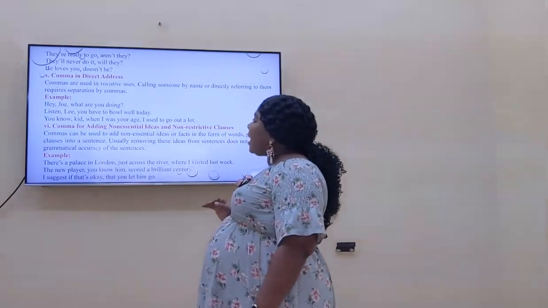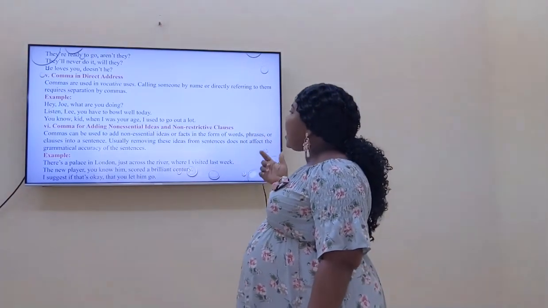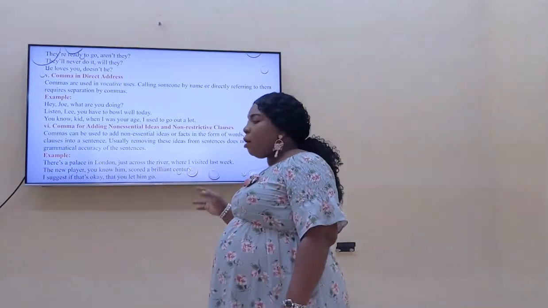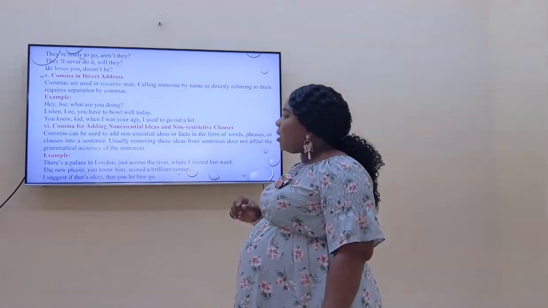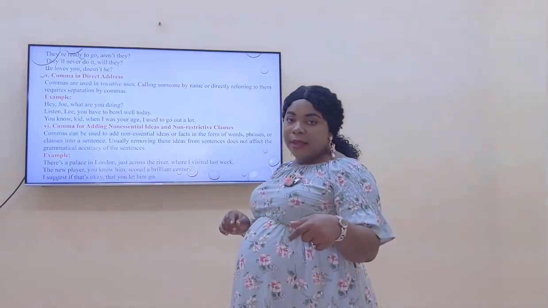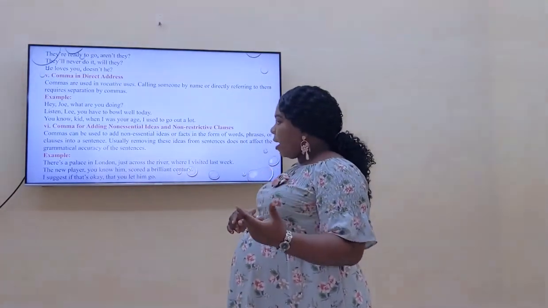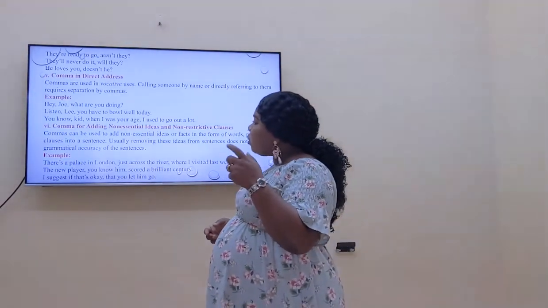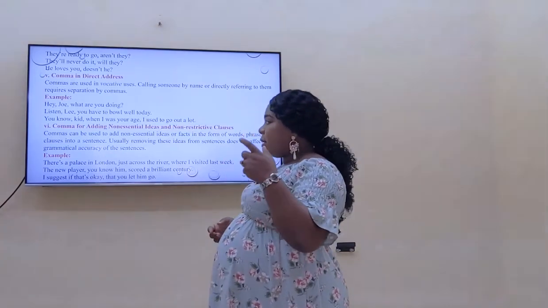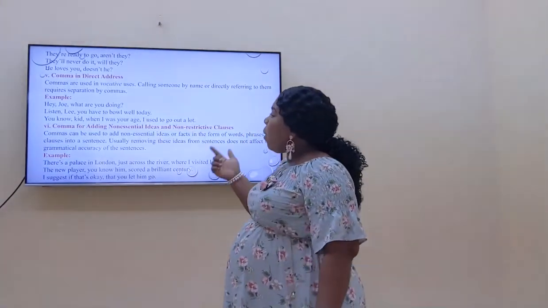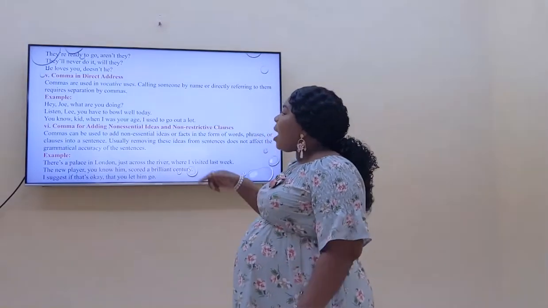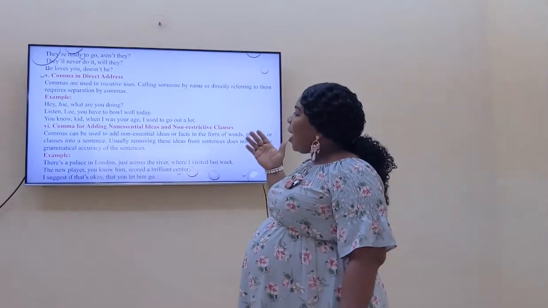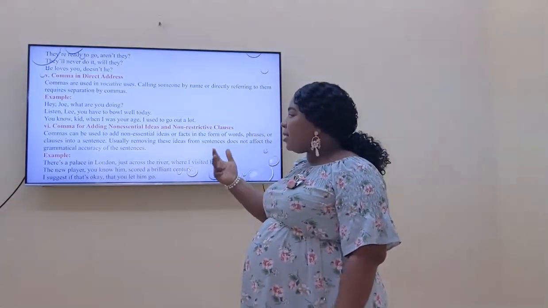Okay, comma indirect address. Commas are used in vocative uses. Calling someone by name or directly referring to them requires separation by commas. For example, hey, Joe, what are you doing? See that? Hey, comma, Joe, comma, what are you doing? Listen, Lee, you have to bowl well today. You know, kid, when I was your age, I used to go out a lot. See the demarcations with commas, vocative uses, calling someone's name.